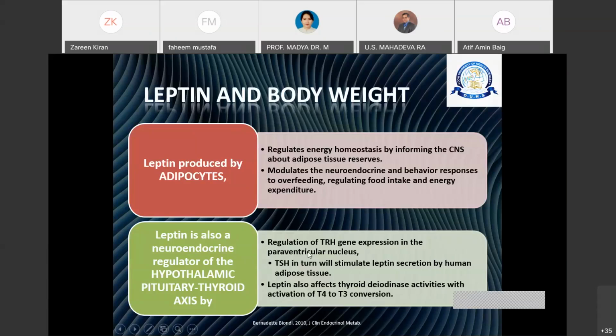How does it do that? It regulates TRH gene expression, the thyrotropin releasing hormone released from the paraventricular nucleus of the hypothalamus. And in turn, TSH stimulates leptin secretion by the human adipose tissue. Leptin also affects the thyroid deiodinase activity within the peripheral tissues, with activation of T4 to T3. So you see, leptin is so closely linked with the thyroid axis, and this is something where interventions for obesity may help in future.